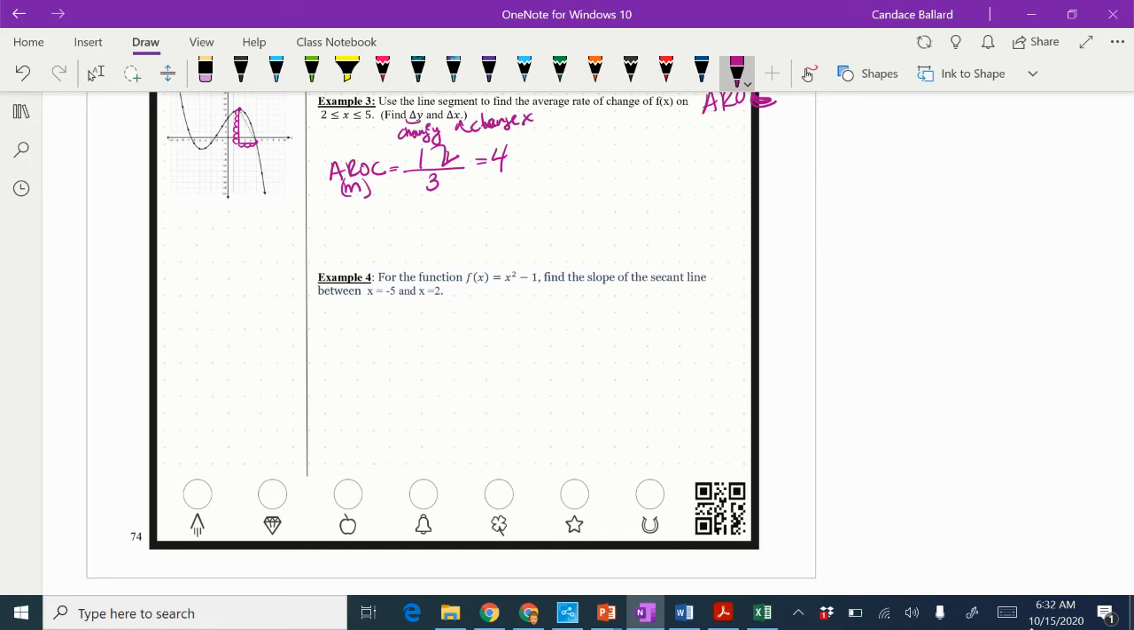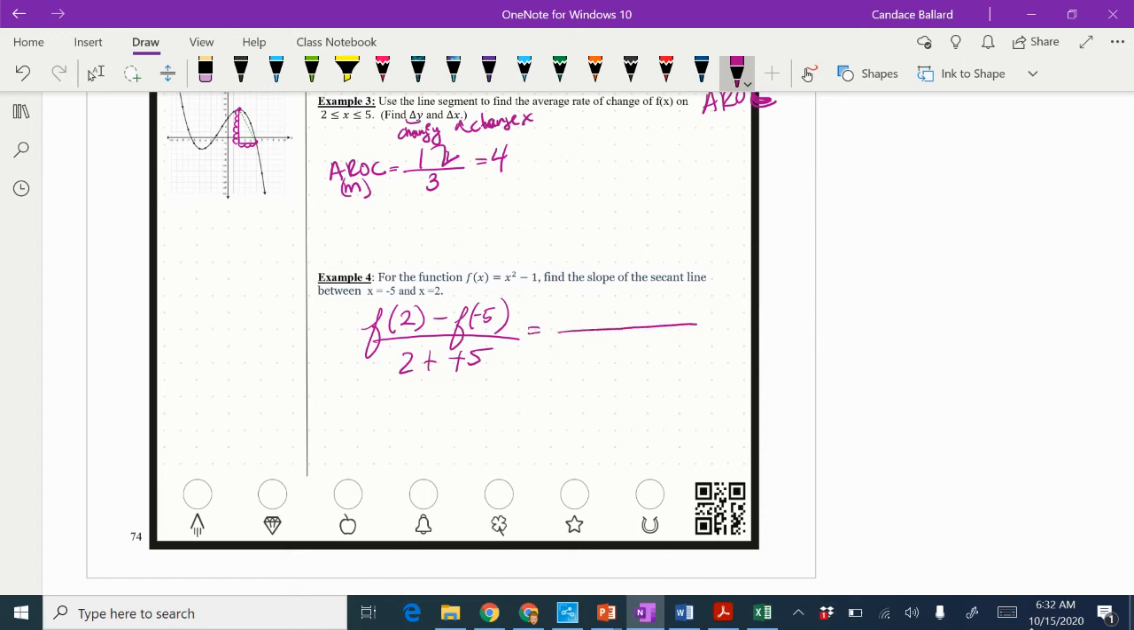So for the function f of x equals x squared minus 1, find the slope of the secant line between these 2 points. Really, what we are doing to find the slope of a secant line is we're going to evaluate the 2 points for the function. That would get us our y value. So we're going to do f of 2 minus f of negative 5 over 2 minus negative 5. So the double negative is going to go positive.